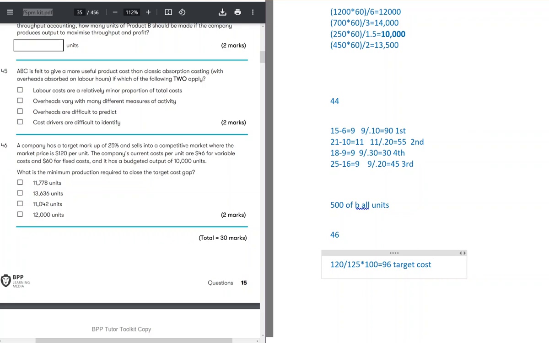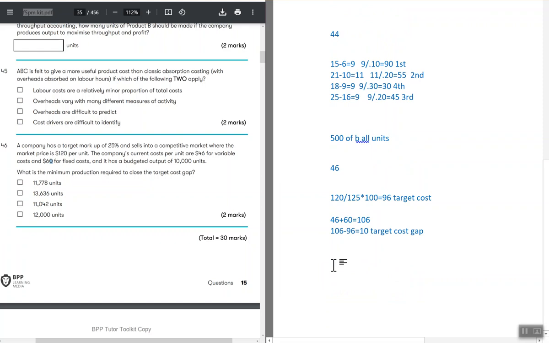The company's current cost per unit are 46 for variable and 60 for fixed. 46 plus 60 is 106. If we compare that with 96, we have a 10 target cost gap. They didn't say anything about variable cost being changed, but remember fixed cost is given per unit, and the more units there are, the less the cost per unit is going to be. So we need to find that number of units where fixed cost is going to be lower. If variable is 46 and our total cost is 96, it means we want fixed cost to be 50.